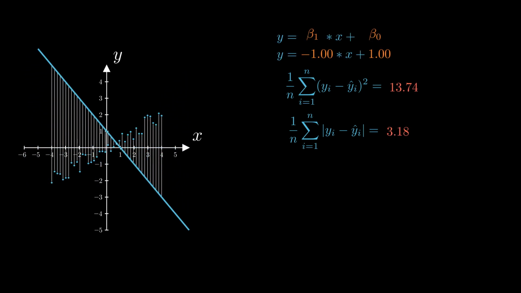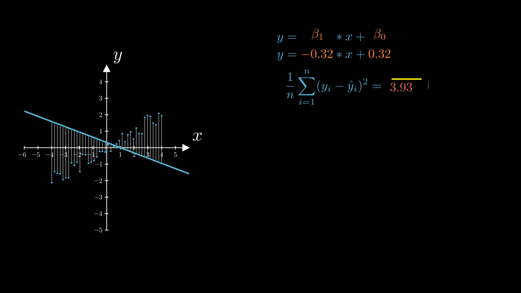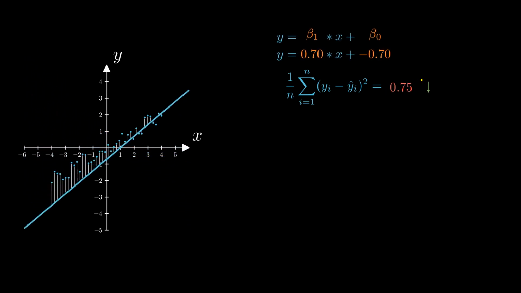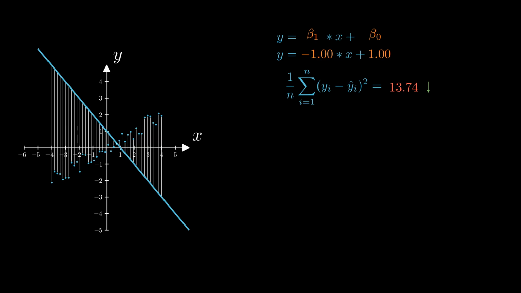These distances can be calculated as either the mean of the sum of absolute distances or the mean of the sum of squared distances. Here, we will use the sum of squared distances. But how do we find the values of beta 0 and beta 1 where the line has the least distance from the points? Initially, we assign random values to both beta 0 and beta 1. For simplicity, let's assume both are initialized to -1 and 1.